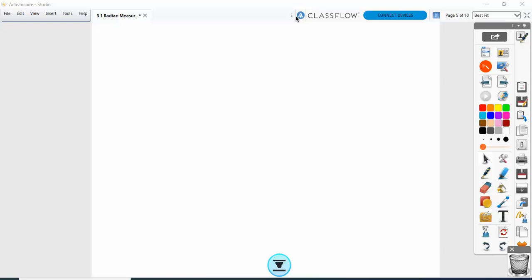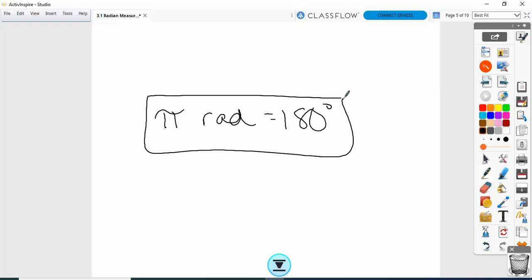Based on the definition of a radian, 360 degrees is equal to 2 pi. And more specifically, the conversion that we are going to use is that pi radians is equal to 180 degrees. Alright, so this is what we need to know as we move forward.